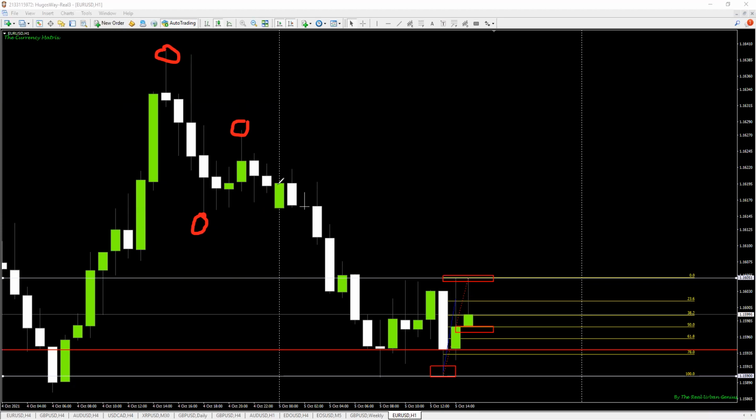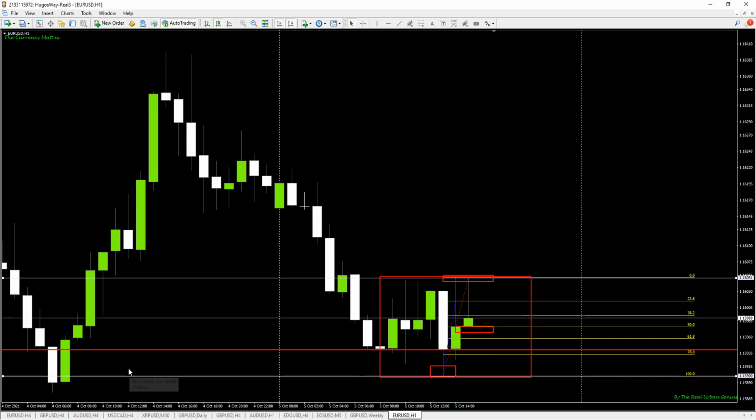Here's a 0. Here's a 0. Here's a 0. So with all those zeros in the same area, you can clearly see that this is a range. Everybody see that?